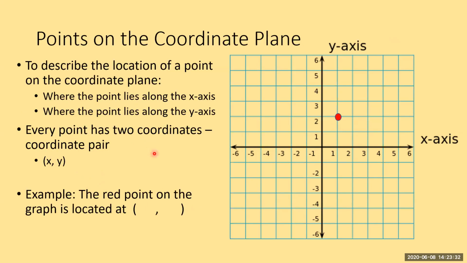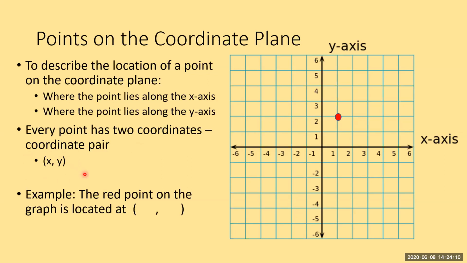Okay. So I said the purpose of the coordinate plane was to allow us to give locations for points. To describe the location of a point on the coordinate plane, we use two pieces of information. We tell where the point lies along the x-axis, and then we also tell where the point lies along the y-axis. So every point has two coordinates, and we call this pair of coordinates the coordinate pair. So every point's location is given by its coordinate pair.